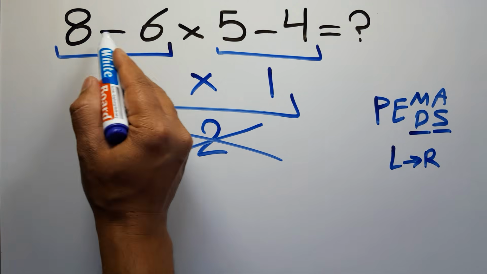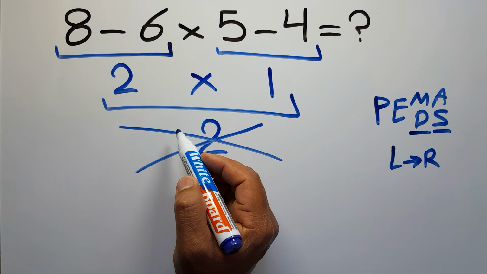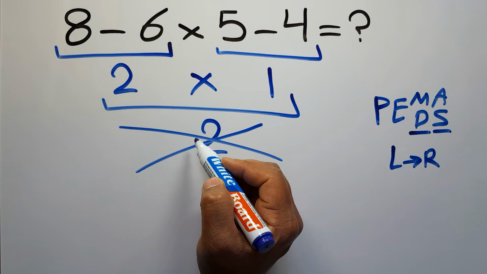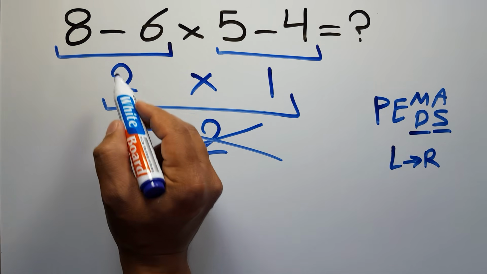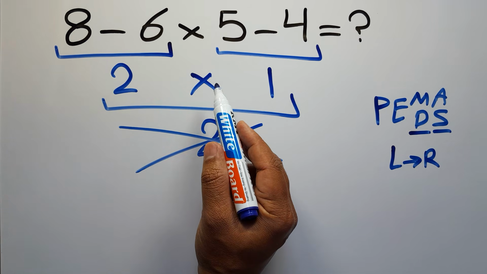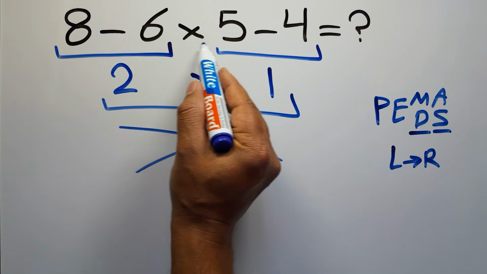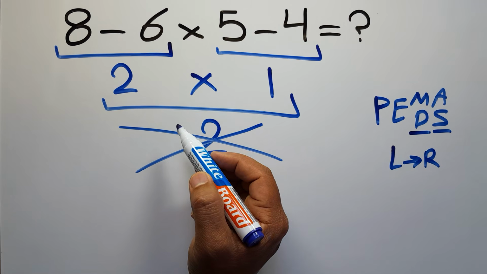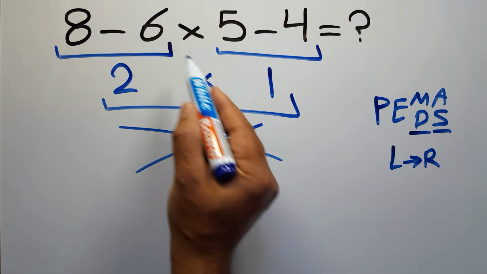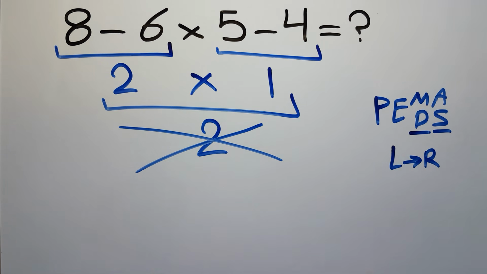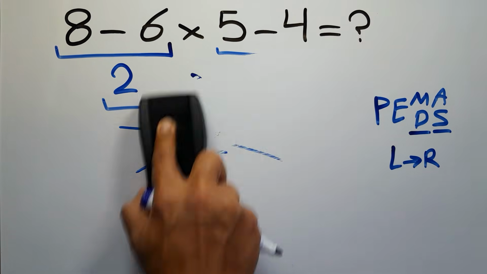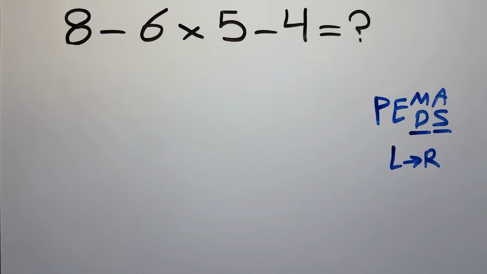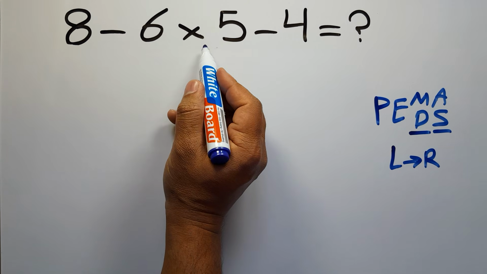In this expression, we have 2 subtractions and 1 multiplication. According to PEMDAS, multiplication has higher priority than subtraction. And when we have more than 1 subtraction in an expression, we have to work from left to right. So first we have to do this multiplication, then this subtraction, and finally this subtraction. If we do this subtraction or this subtraction before this multiplication, it is wrong. So first we have to do this multiplication.